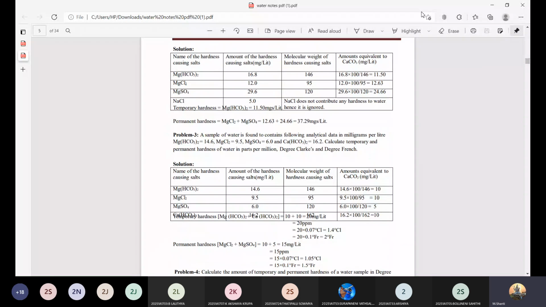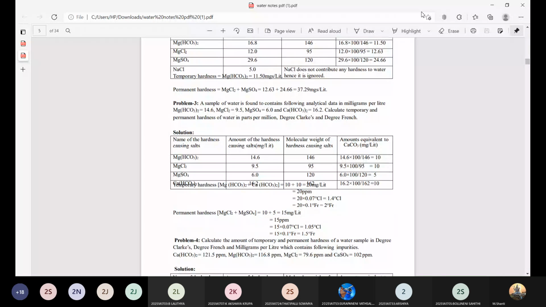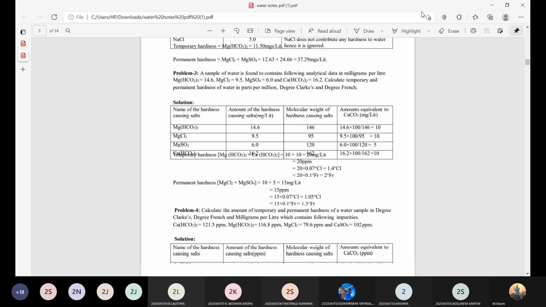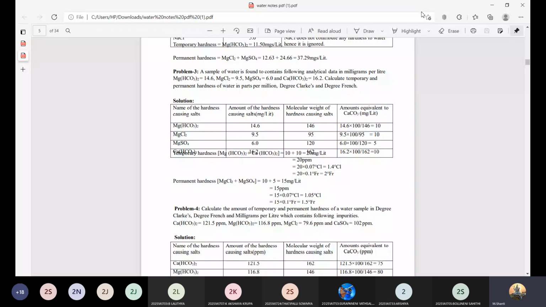Have you understood the problem, girls? Yes, ma'am. So such numericals you can expect in the exam, girls. Definitely, either the numerical can be from this area or from the EDTA titration. So definitely you will be given one numerical, because we have fewer units where you can find numericals. So wherever you have a scope of numericals, definitely you will be getting them in the exam. So try to practice them.